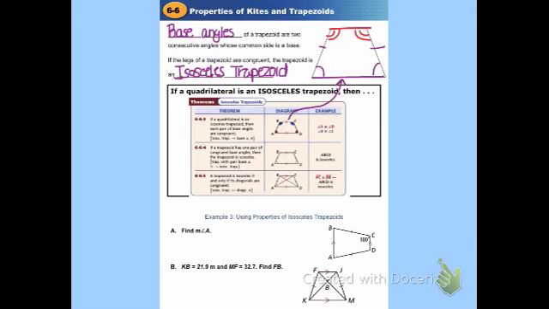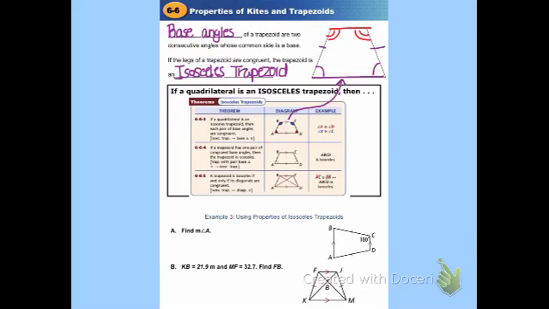Next, if a trapezoid has one pair of congruent base angles, then the trapezoid is isosceles. So this is actually a theorem that you can use in a trapezoid to prove that it is in fact isosceles. So you have a trapezoid and a pair of the base angles are equal. That actually means that the entire trapezoid has to be isosceles.